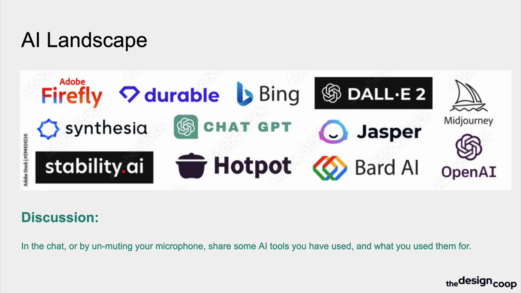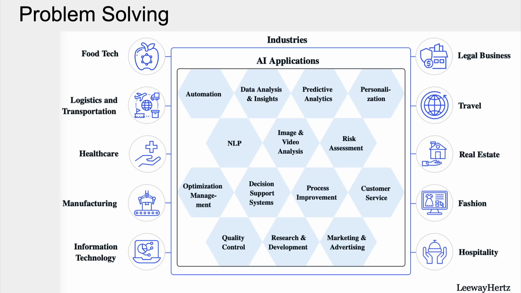Now we're going to go to the meat and potatoes of our course, which is how to use AI for problem solving. Here we've got a chart that shows you three different sections. In the first column on the left, we have all sorts of different industries and sectors like food tech, logistics and transportation, healthcare, manufacturing, and information technology, or IT. In the middle, we have the AI applications that can be used.